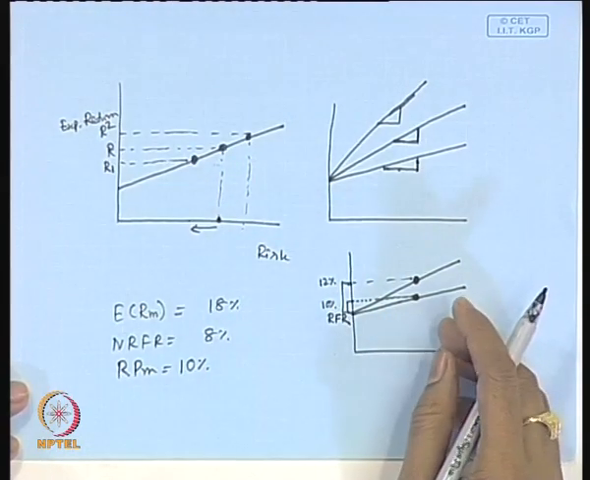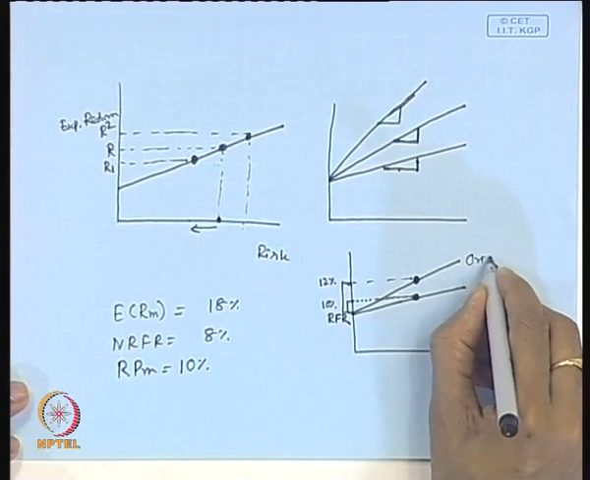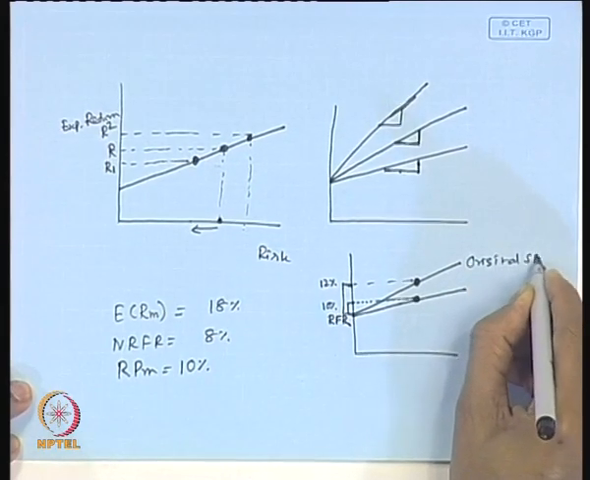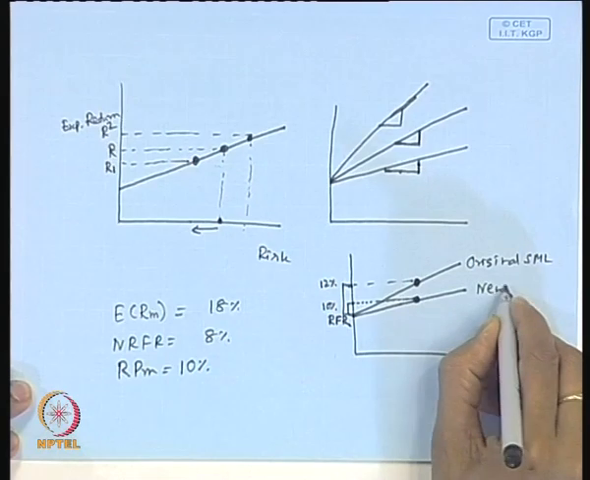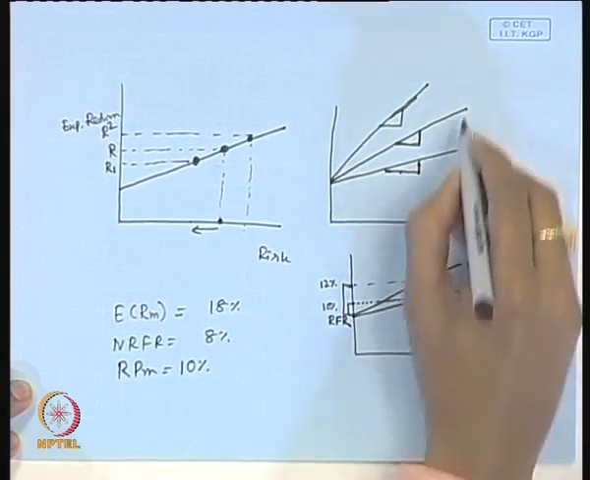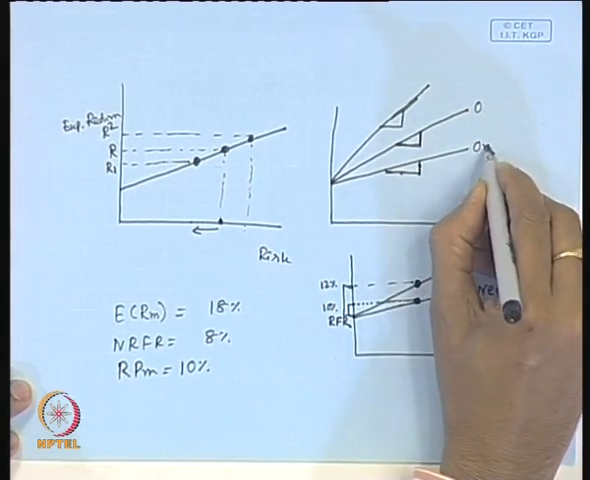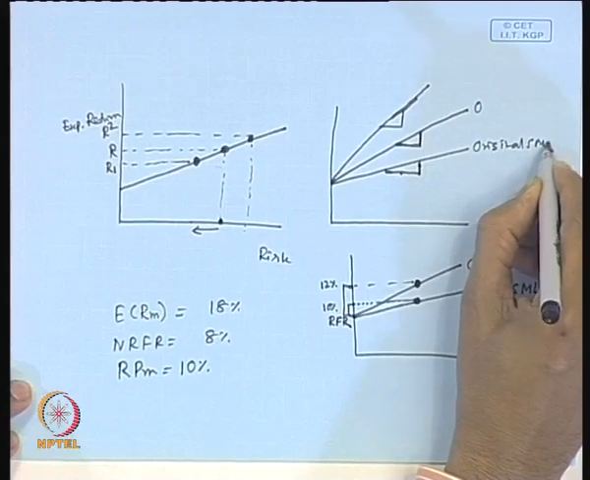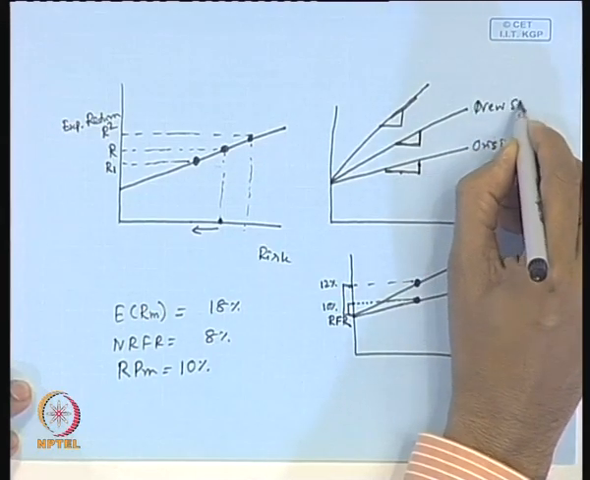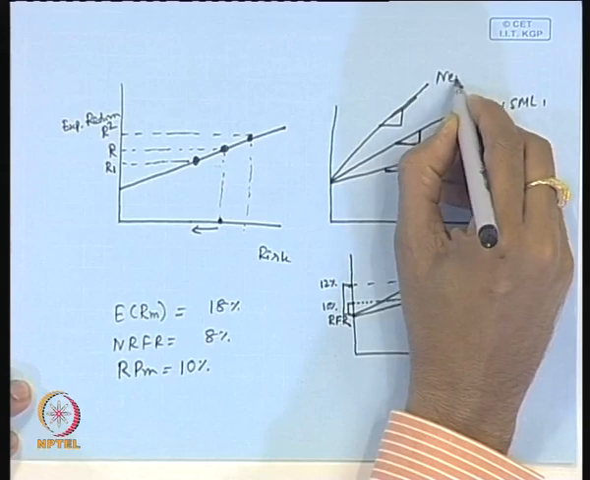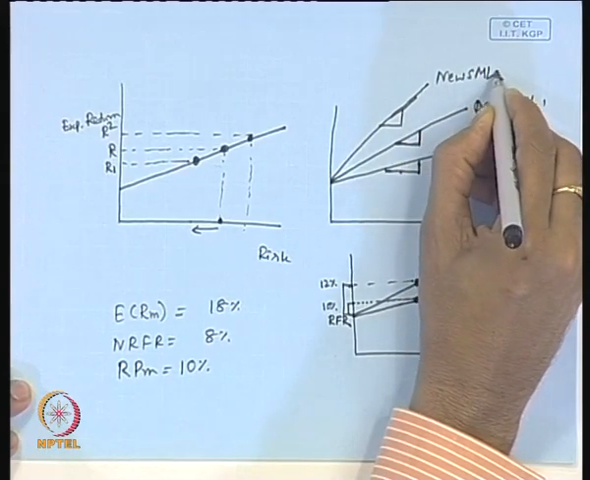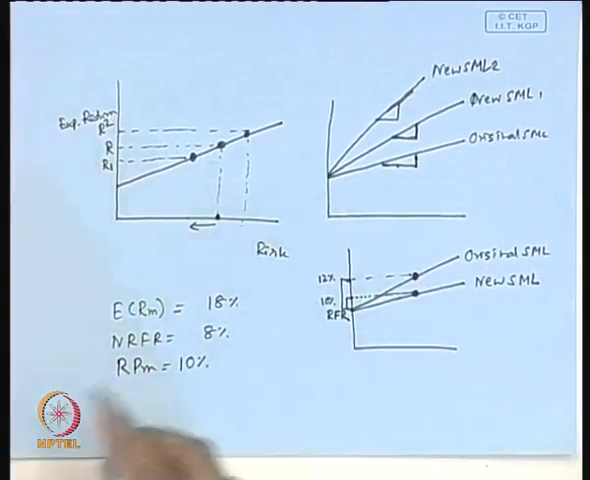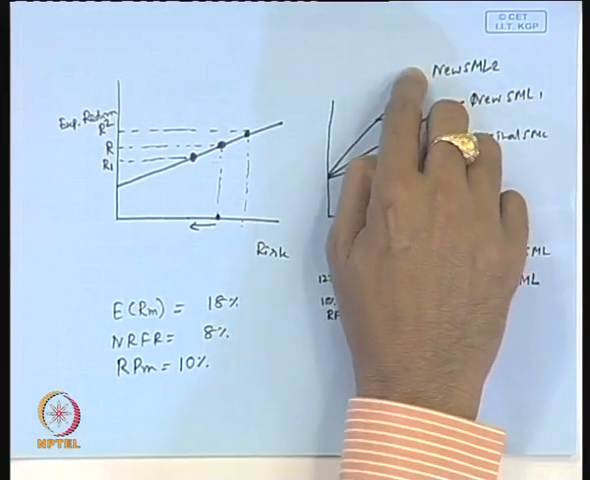So, this is the original security market line and this is my new security market line. Here we talked about the original SML, then we had new SML 1 and new SML 2, where the return expected per unit of risk involved has actually gone up from one stage to another stage.